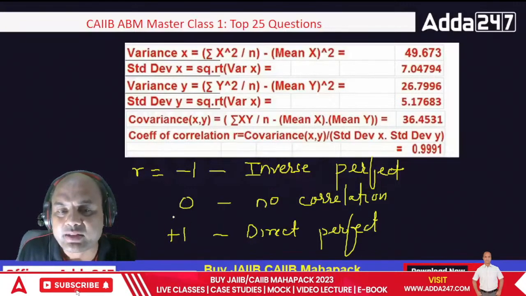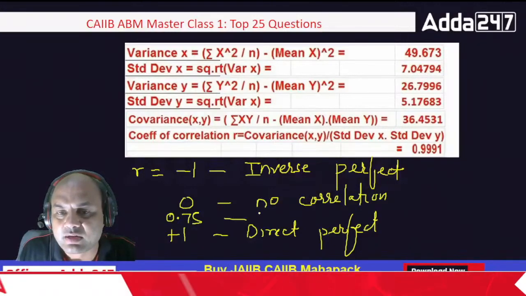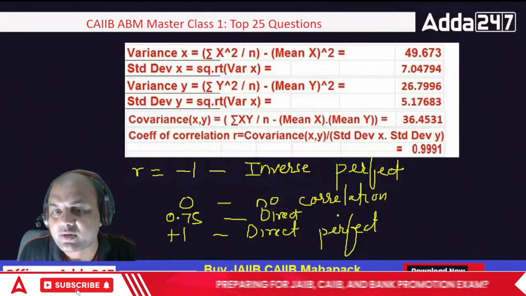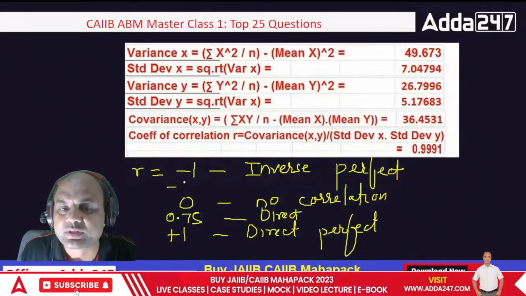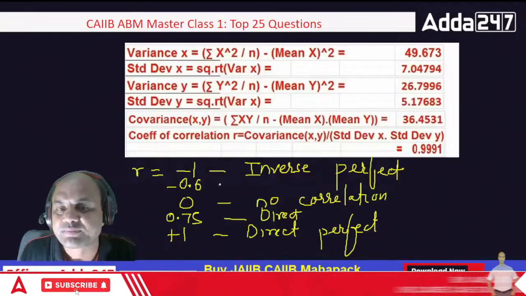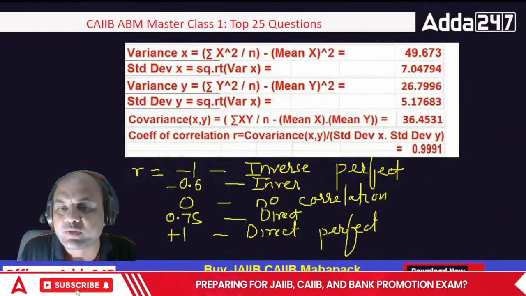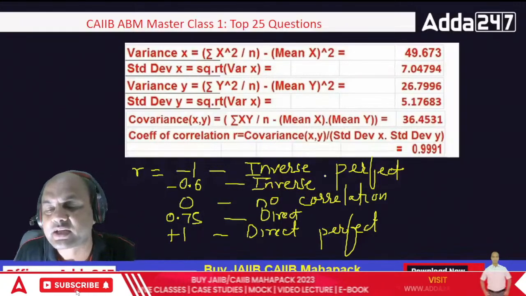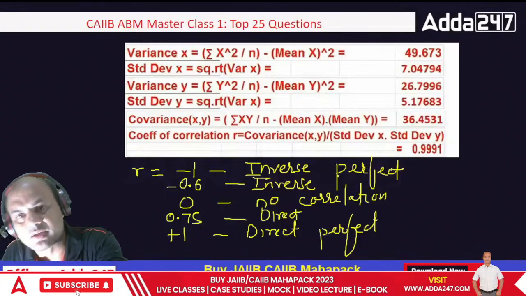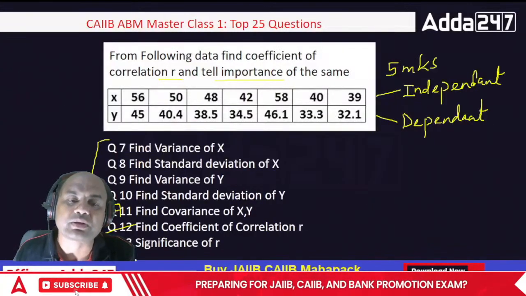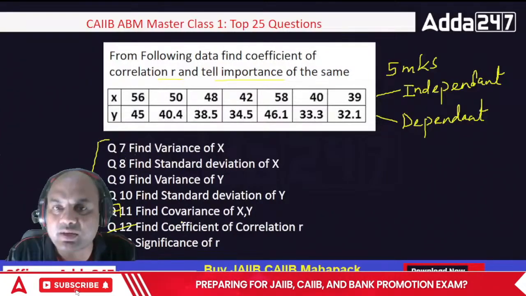If it is in between, let's say 0.75, then it is direct, but it is not perfect. Similarly, if it is minus 0.6, then it is inverse, but it's not perfect. Perfect only comes when the answer is 1. Got it? So all the cases and all the questions, 7 to 13, are solved over here.